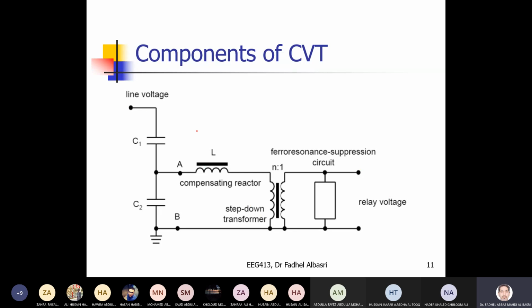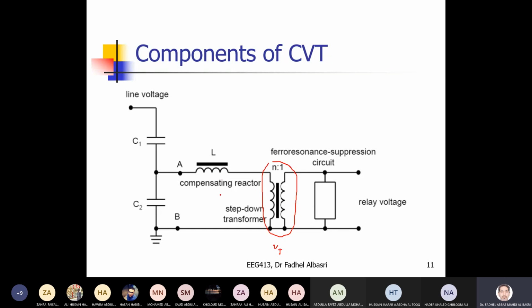So instead of connecting this directly to the transformer, voltage V, this is the VT. We first take the voltage and drop it to a certain value, then we step it down using this transformer. So what is the purpose of C1 and C2? They act as a voltage divider.